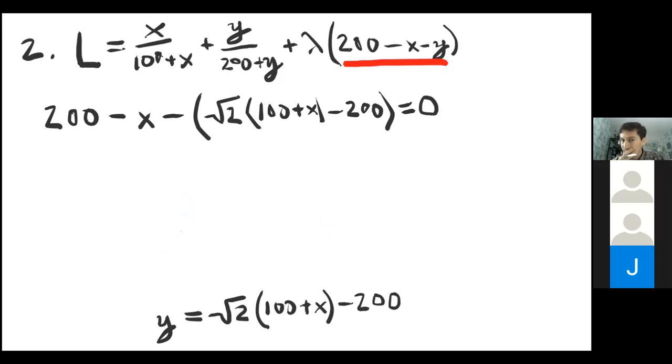So let's simplify it and let's solve for x. That's our goal right now, is to solve for x. We have a 200 here and also a positive 200 here, which means that will become 400.